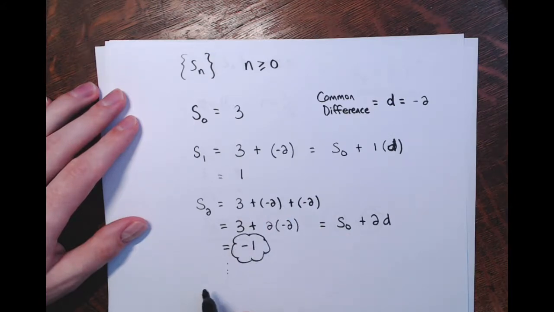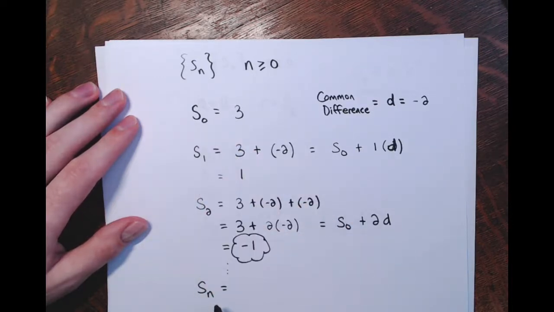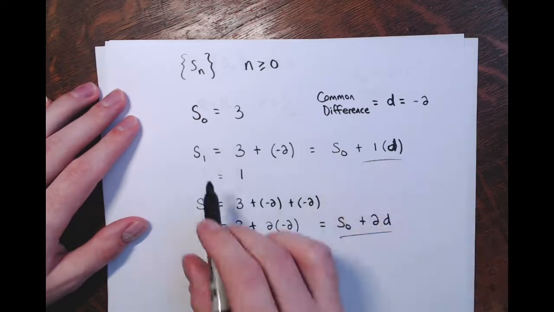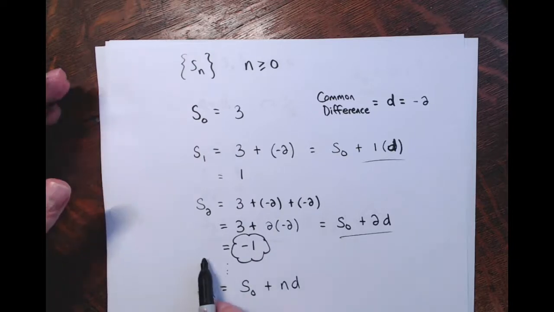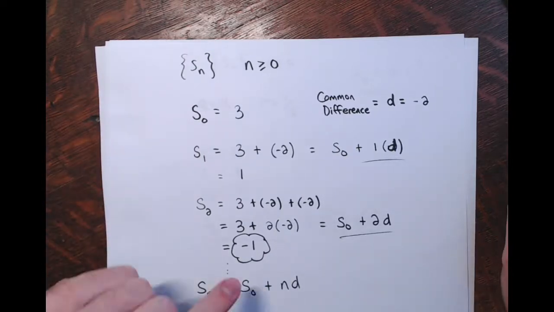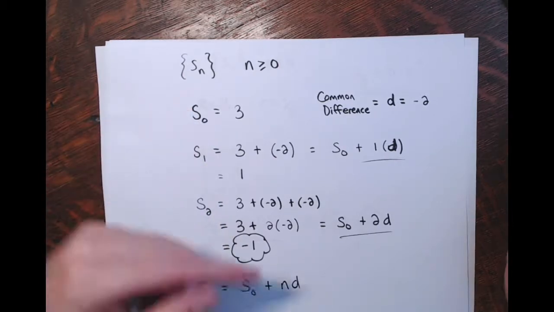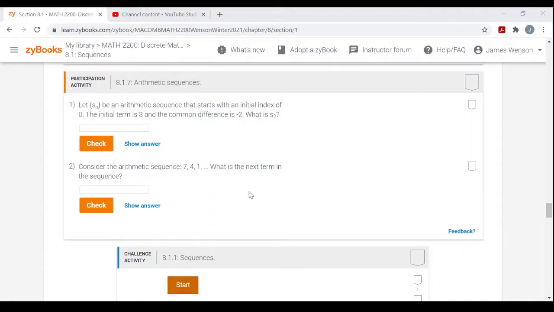But you see, if I went in general here, the nth index, the n plus first term, would be the initial term plus n times d. And that's what we were seeing there with S1, S2. It was S0 plus 2d. S3 would be S0 plus 3d, and so on. But all they wanted was this S sub 2, this third term in the sequence. 3, 1, and then -1 is what they wanted.